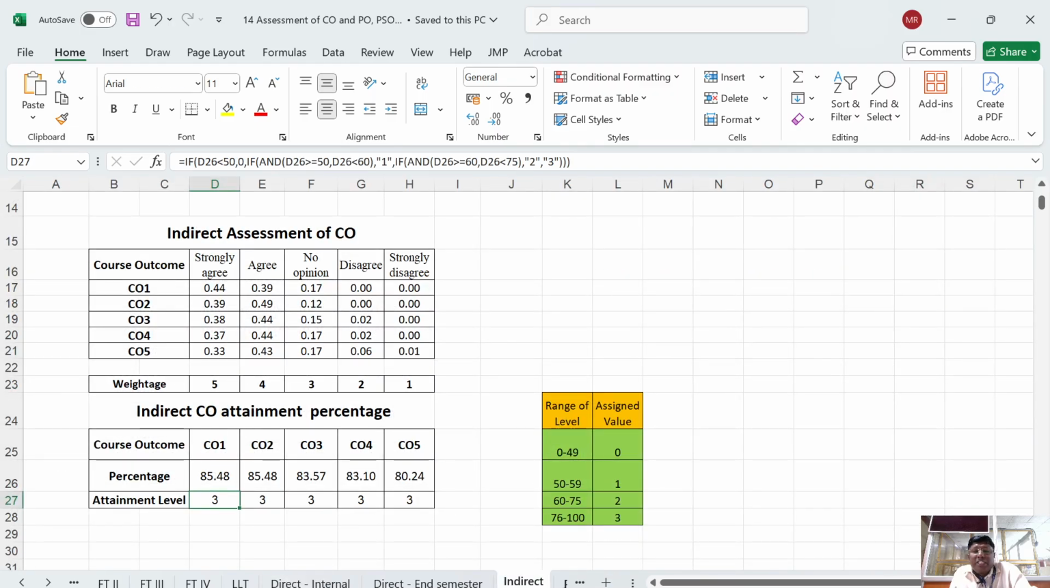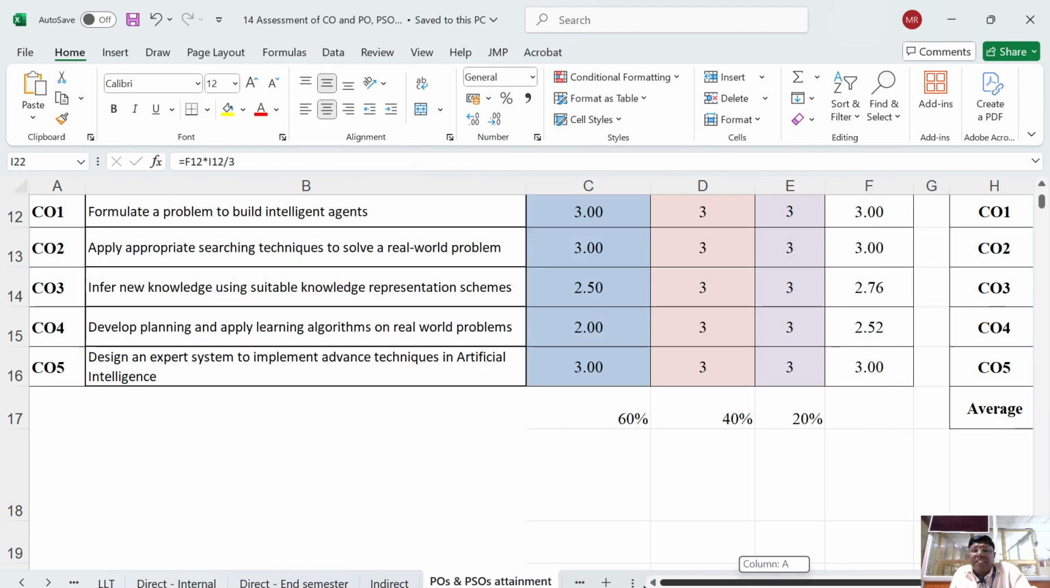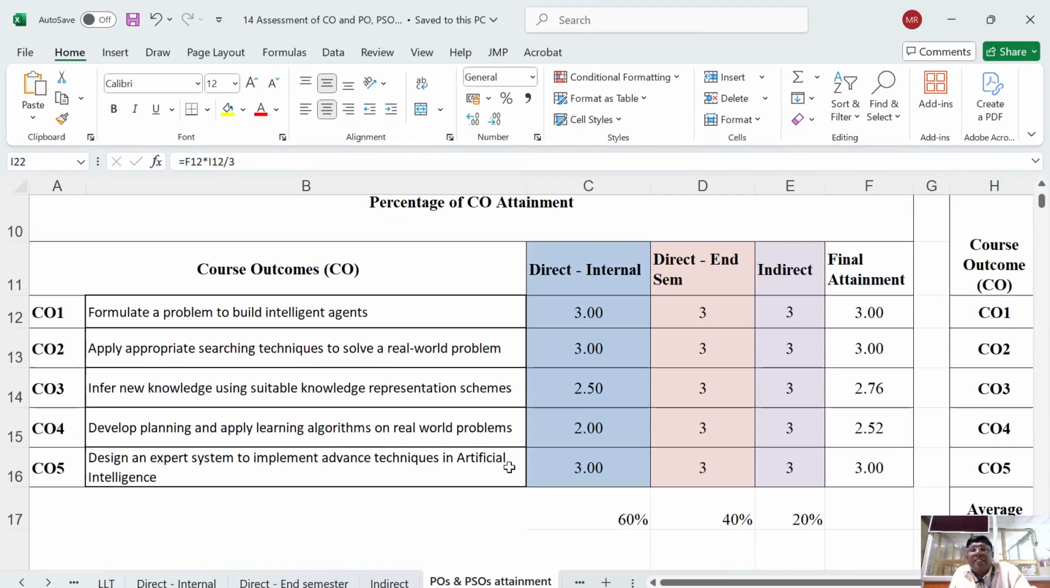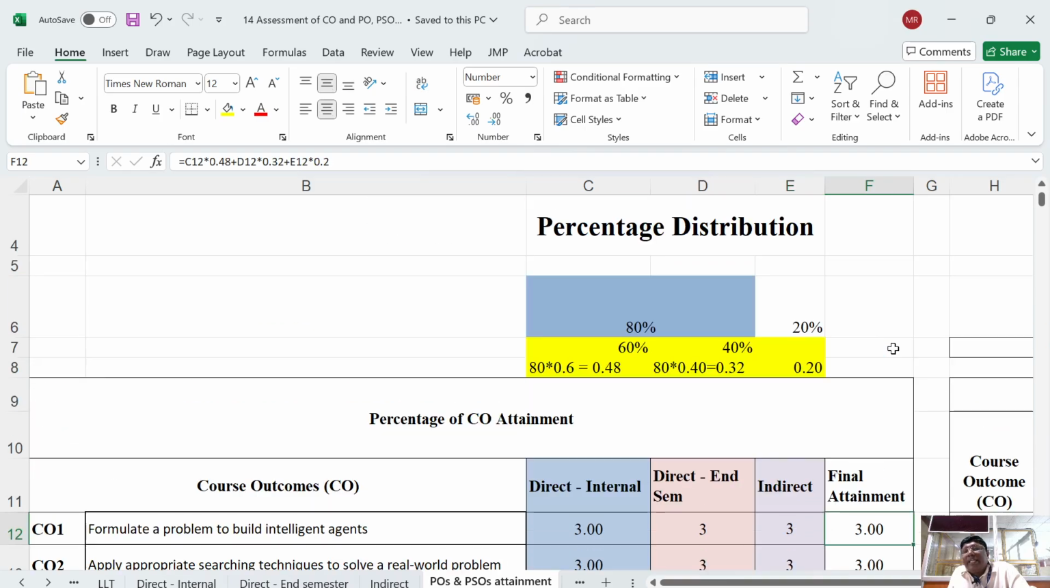Now we will see the next sheet. After calculating everything, we have calculated the direct internal, direct end semester result and indirect assessment. All three have to be clubbed together, and the final attainment has to be obtained. If you look here, direct internal is taken as 60% and direct end semester is taken as 40%. So these two are considered as 100. Direct and indirect are calculated separately. While calculating the final attainment, the 60 and 40 are clubbed as 80, and the remaining 20, so this should be 100.